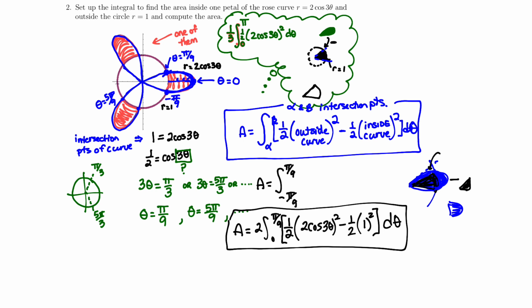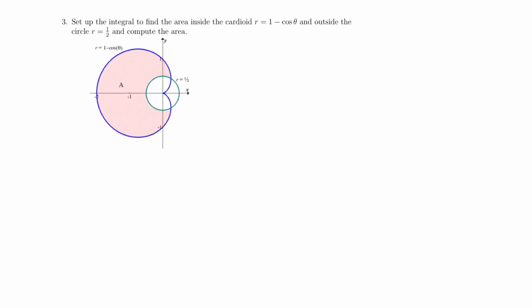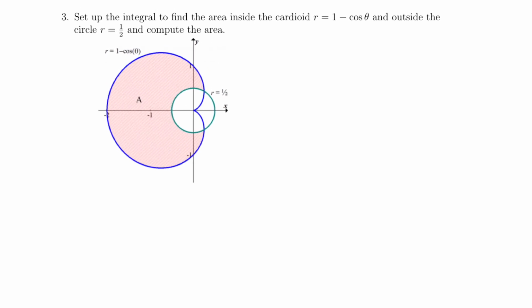Let's do another problem and see if it answers your question, because I think I misunderstood your question. This one right here. I want you to set up an integral to compute the area inside the cardioid but outside the circle of radius 1/2. When we have the area between two curves, remember we have an integral with bounds, and those bounds are intersection bounds. Alpha and beta are intersection bounds.